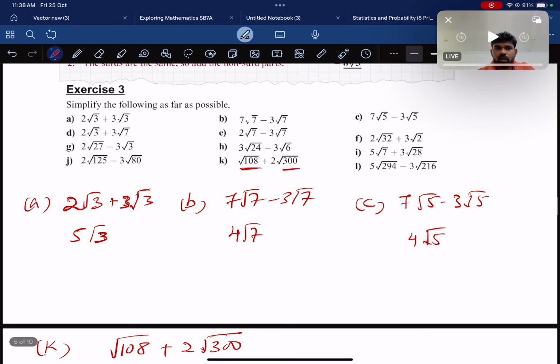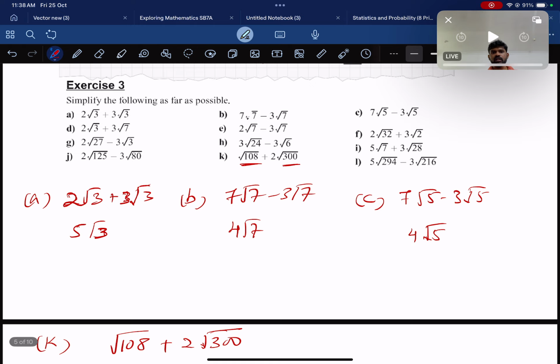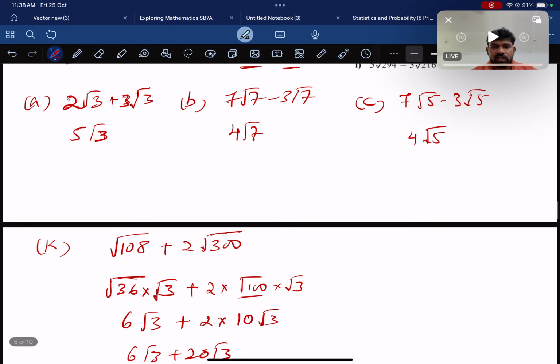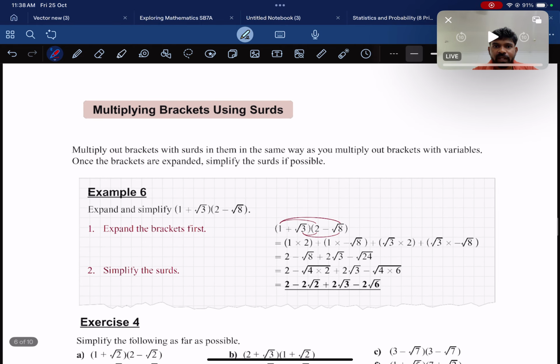Hope you understand how to simplify and also add and subtract surds. You can continue doing the other questions that are left over, and if you want, you can discuss the answers with me in the comment section. Fine. Let us move on to multiplying brackets using surds.